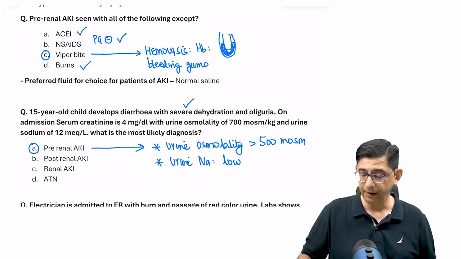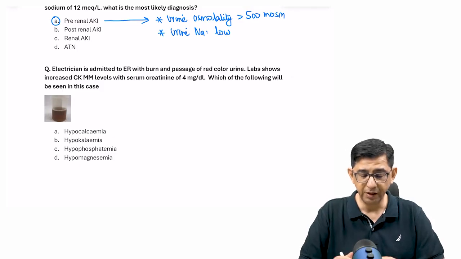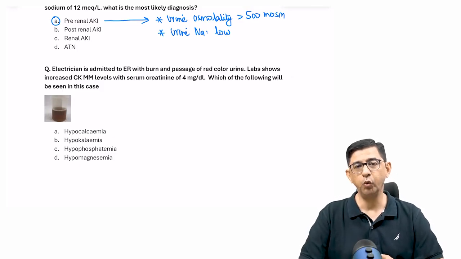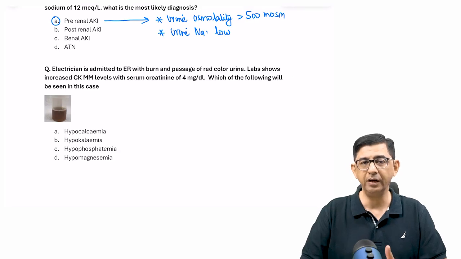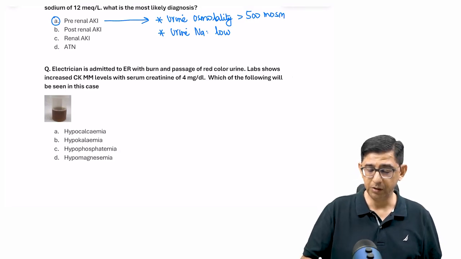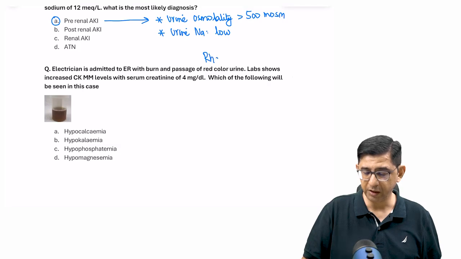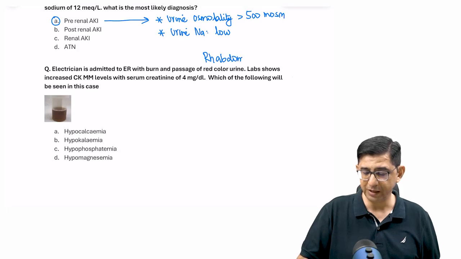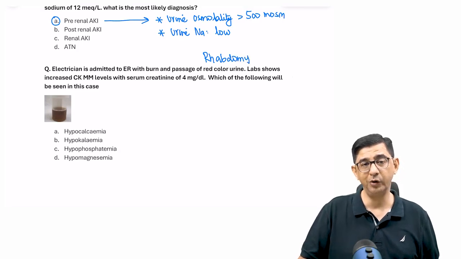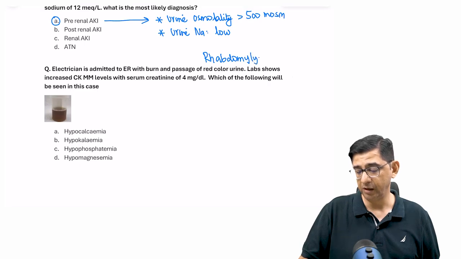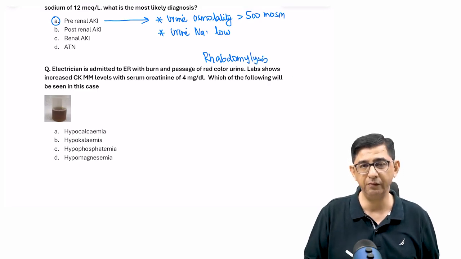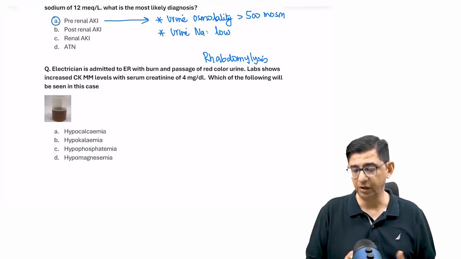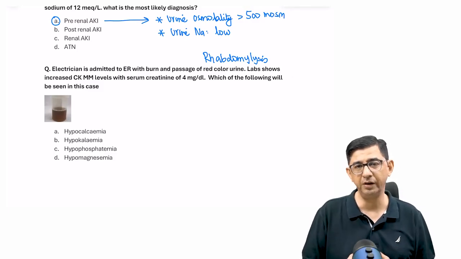Moving to the next question, he says an electrician is admitted to the emergency room with burns and a passage of red color urine. So electrical burns are present and there is red color urine in the person. So the probable answer would be that the electrical current caused damage to the skeletal muscle. There is a presence of rhabdomyolysis. I'm getting more evidence because he's also saying that creatine phosphokinase values are elevated. So skeletal muscle damage is causing rhabdomyolysis and myoglobin is having a reddish color.